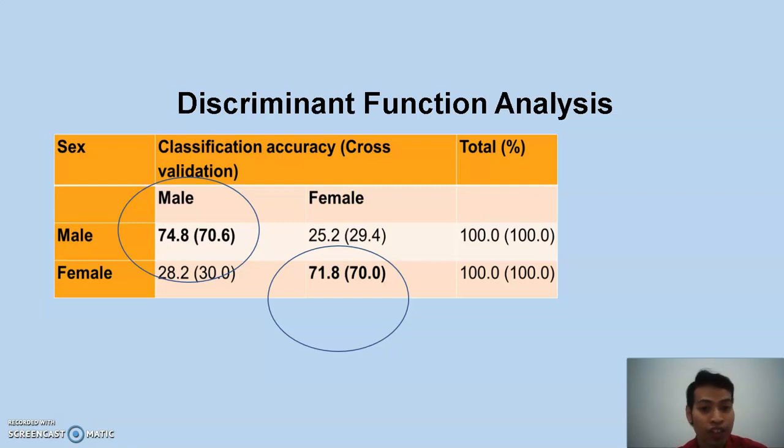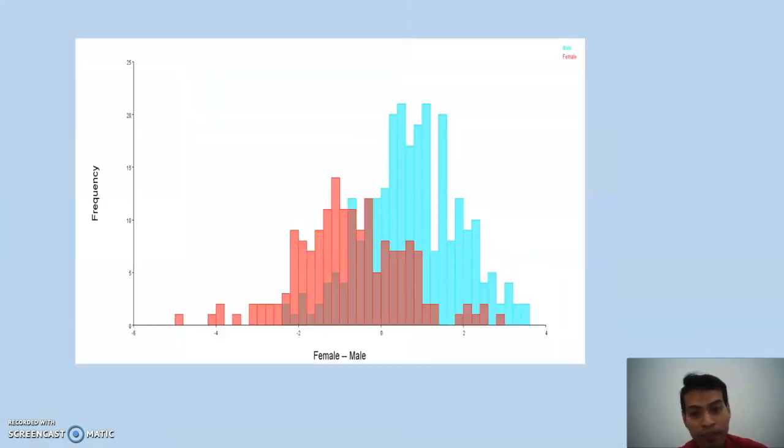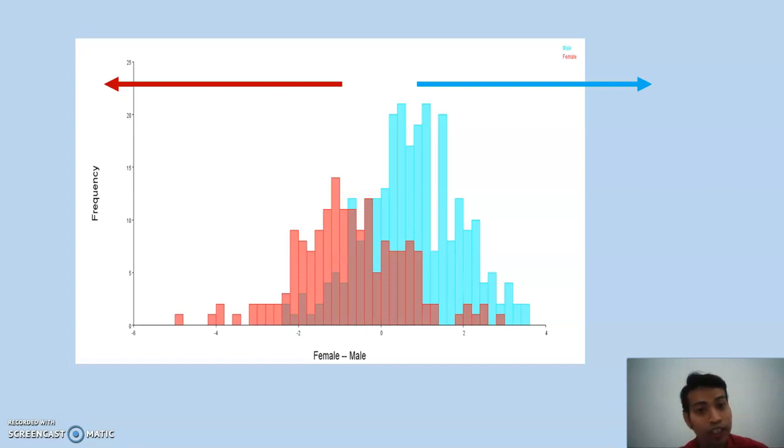by discriminant function analysis. As we can see from this figure, male groups were distributed more on the right side, whereas female groups were distributed more on the left side. Just a small portion of them overlapped with each other, and this shows us that both male and female were discriminately different in terms of cervical morphology.